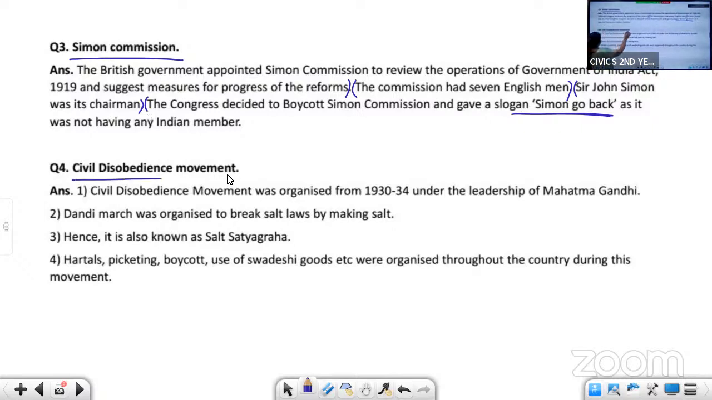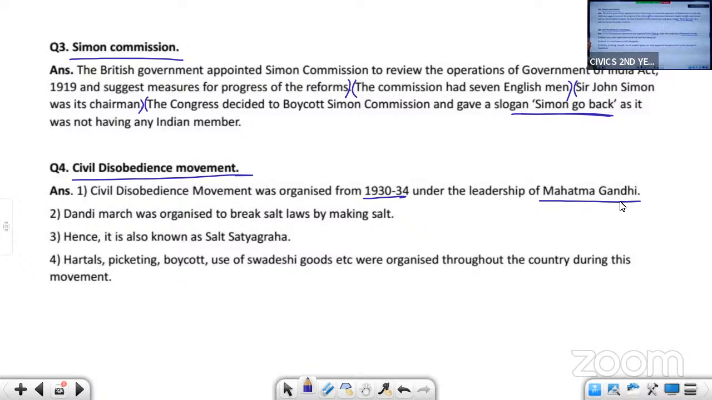Next is civil disobedience movement. Who organized it and when was it organized? Remember that this movement was organized in 1930 to 1934. Who organized it? Under the leadership of Mahatma Gandhi. So Gandhiji started this civil disobedience movement in 1930 and it was from 1930 to 1934.